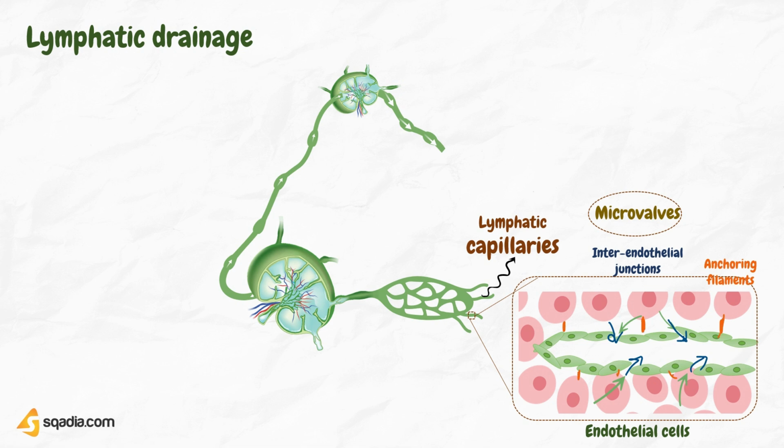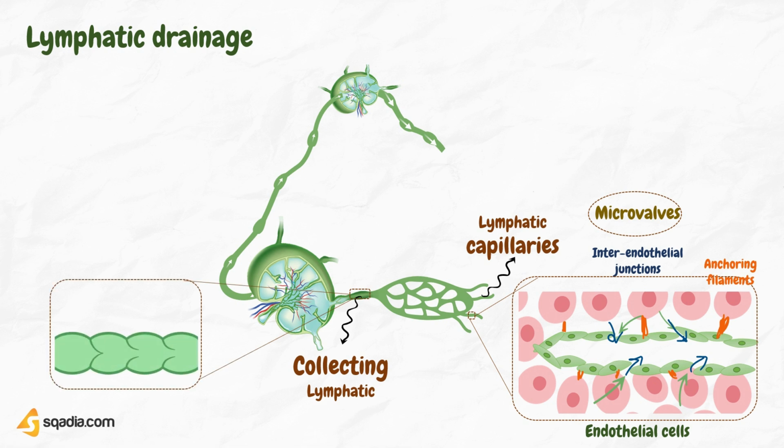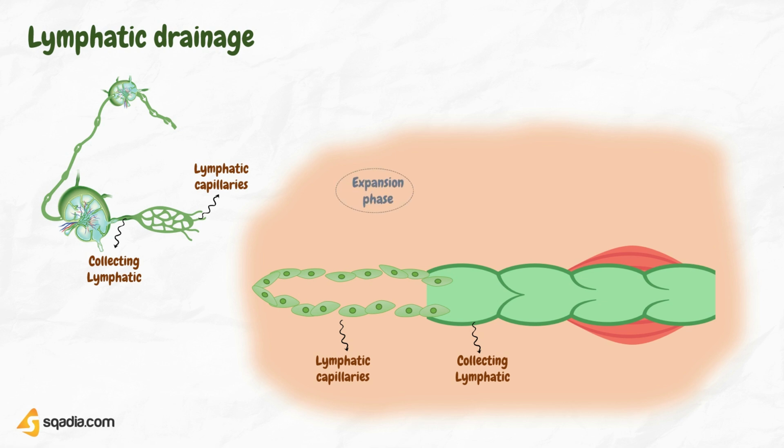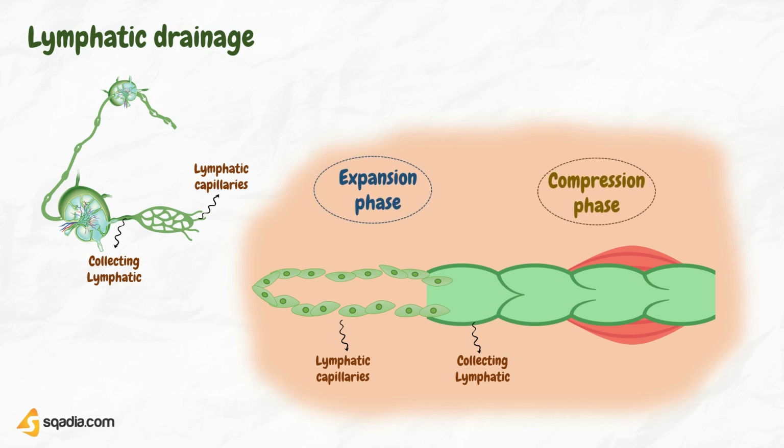These initial lymphatics then continue, and some anchoring filaments connect them to surrounding connective tissues, giving rise to larger collecting lymphatics. These collecting lymphatics are similar to small veins. The large lymphatic vessels, like the veins, have secondary lymph valves that restrict the backward movement of lymph. Two phases exist here. One is the expansion phase, and the other one is the compression phase.